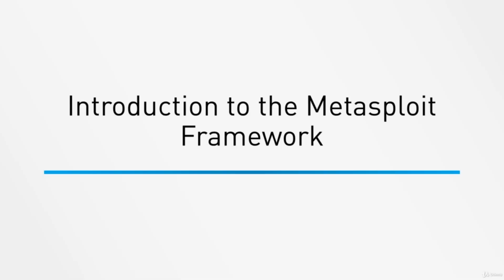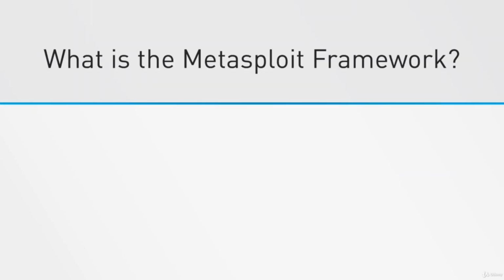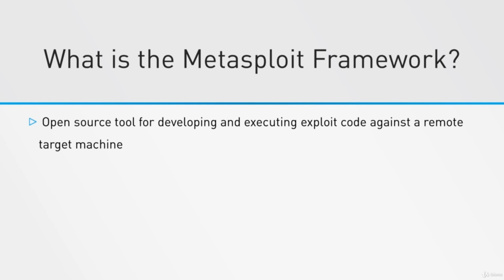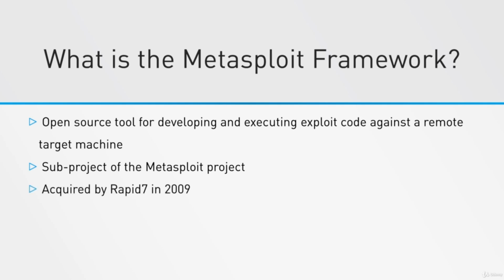In this lecture I will give a brief introduction about Metasploit. So the Metasploit framework is an open source tool for developing and executing exploit code against a remote target machine. It is a sub-project of the Metasploit project, which is a computer security project that provides information about security vulnerabilities and aids in penetration testing and IDS signature development. In 2009, the framework was acquired by a company called Rapid7. The Metasploit framework is designed to be modular, so new modules can be created and integrated into the framework.